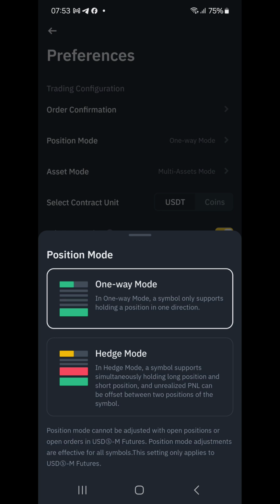You understand that? Now position mode adjustments are effective for all symbols, right? These settings only apply to the USD-M futures. Now one may want more understanding about this one-way mode and then the hedge mode.